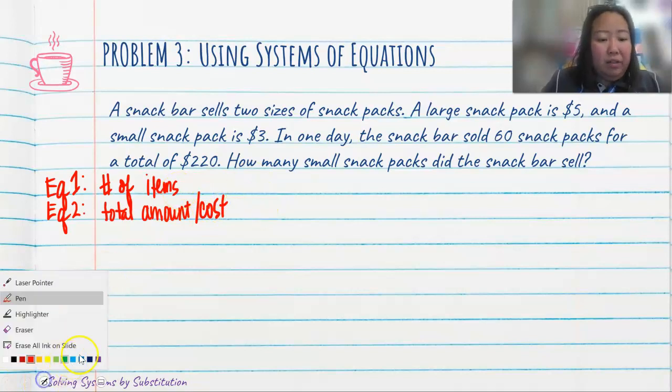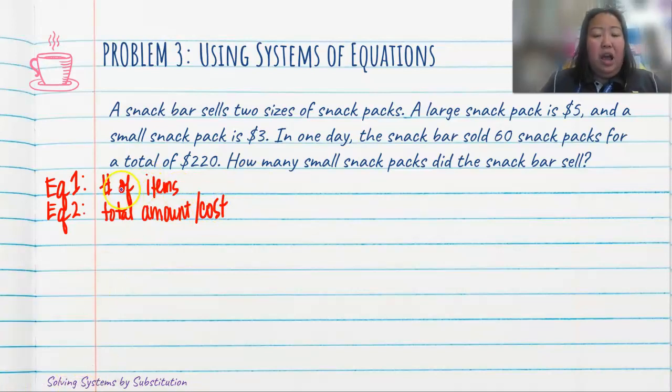Okay, so let's have our first equation. How many total items were sold all in all? As you can see, the snack bar was able to sell 60 snack packs. So our first equation will be, now remember, we have two kinds of snack packs, the large and the small. So that could already represent our X and Y. It's up to you which one you want to use for your variables, okay? So just to be consistent, since large snack pack were mentioned first, this is our X, and so our small will be our Y, all right?